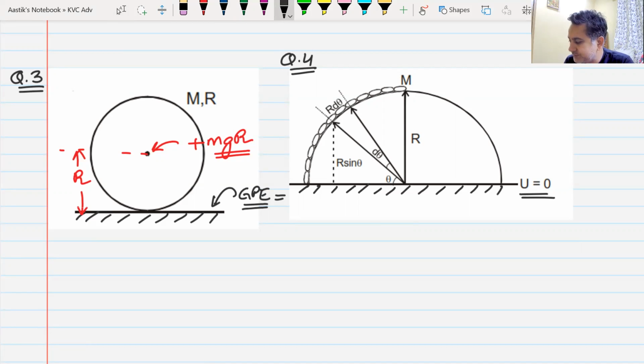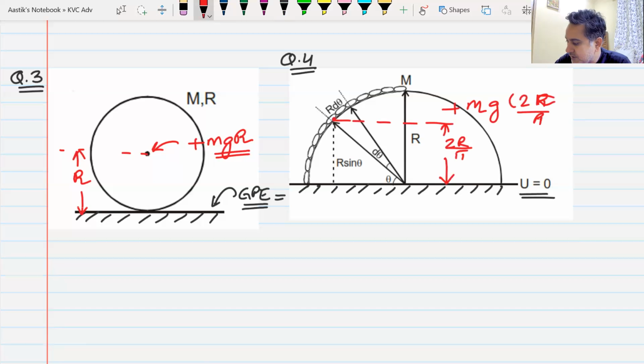What is the gravitational potential energy of this thing? Now remember, for a semicircle or hemisphere or whatever it is, the center of mass is located at a height of 2r by pi. So the gravitational potential energy of this rod will be mg into 2r by pi. Do we understand this?